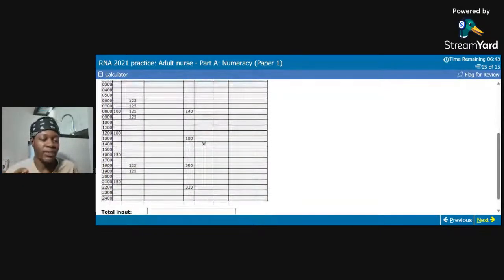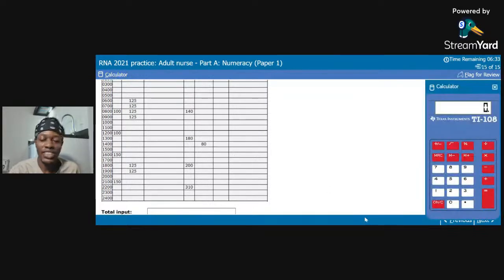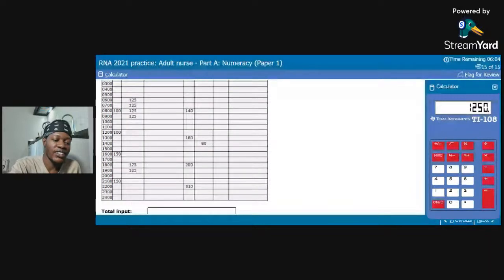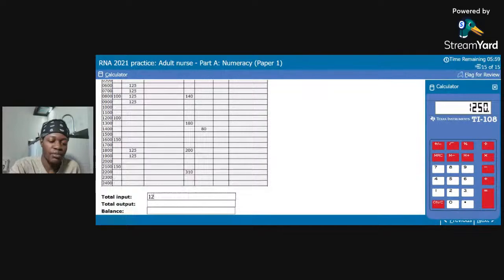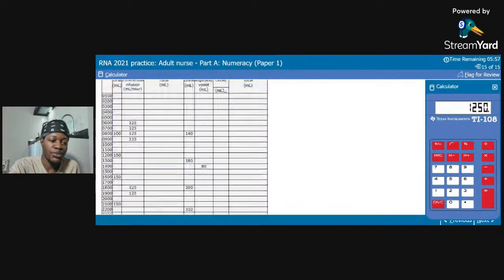My simple trick is to calculate how many 125 is here. One, two, three, four, five, and six, which should be 450. Well, let's see. 125 times 6. Oh, 750. I didn't calculate that well. We have 100 twice, which is plus 200, and then we have 150 twice, which is plus 300. So that gives us 1250. Just come down here in the total input and put your total input, which is 1250 ml. You don't need to put the units.